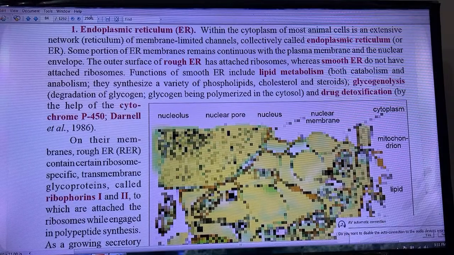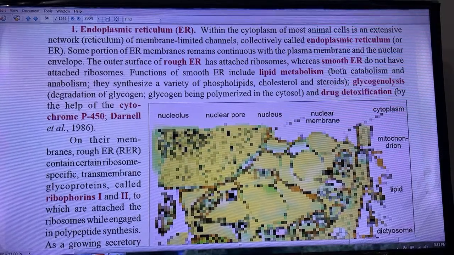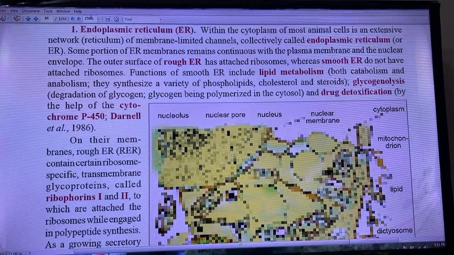The outer surface of rough endoplasmic reticulum has attached ribosomes, whereas smooth endoplasmic reticulum does not have attached ribosomes. Functions of smooth endoplasmic reticulum include lipid metabolism, both catabolism and anabolism. They synthesize a variety of phospholipids, cholesterol, and steroids.